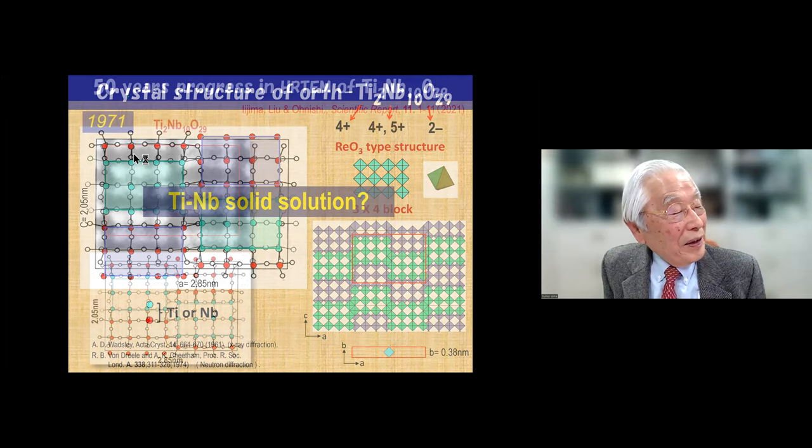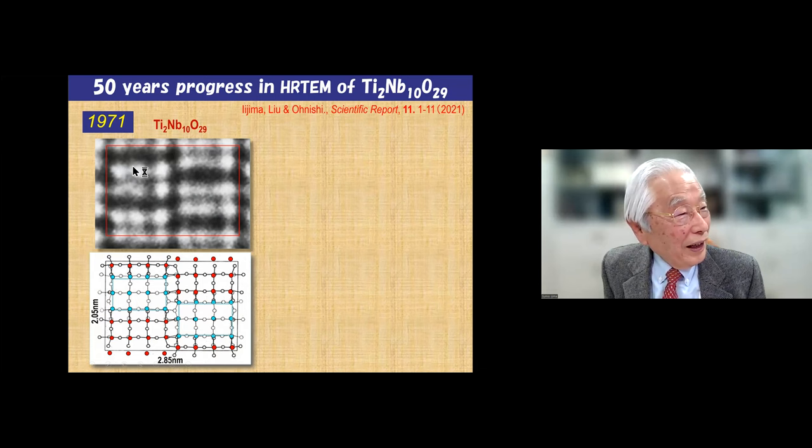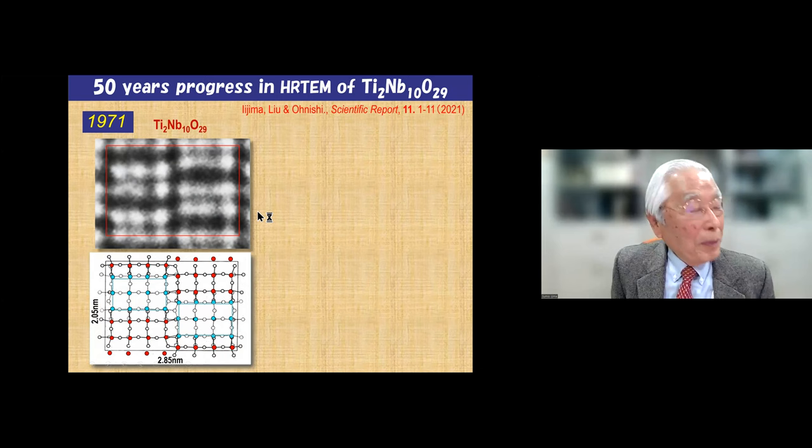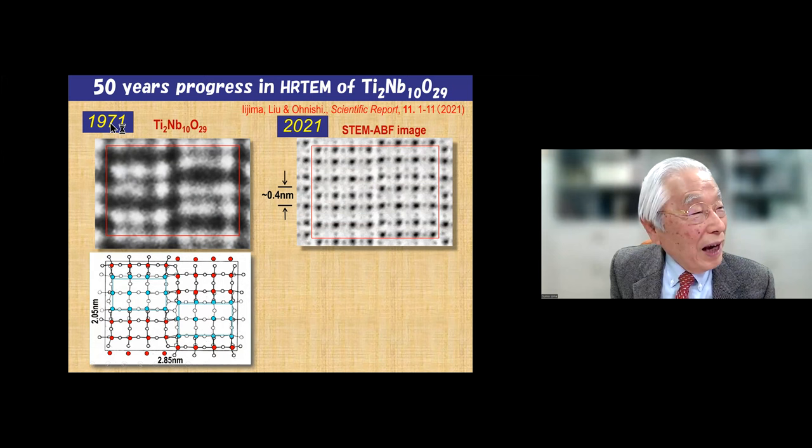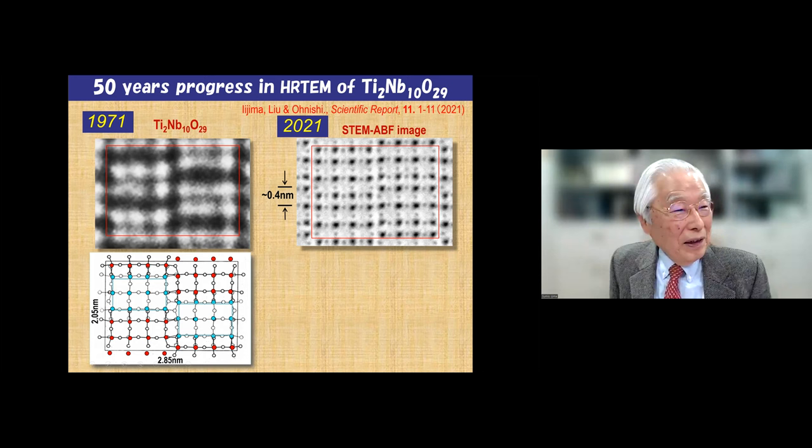And yes, again, I showed the 1971 pictures, my pictures, okay? This is exactly the same material, the specimen. I still have it with me, and I checked it maybe 3 years ago. In 2021, after 50 years, these are the new pictures. Exactly the same structure, same material, and look at the resolution. 50 years of progress. It's very, very interesting. You can even see the oxygen atoms.